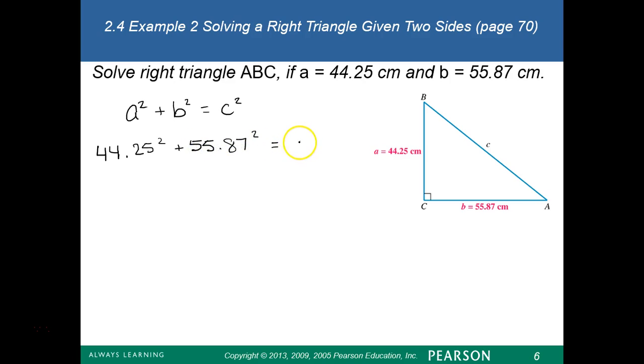Square that. Now to figure out what c is, we need to take the square root of both sides of this. So c is approximately equal to 71.27, and that's in centimeters.